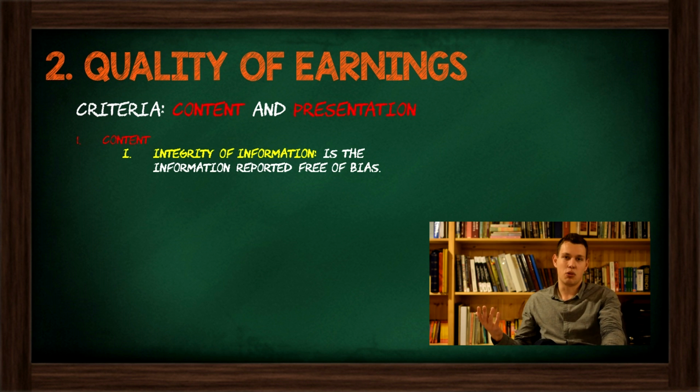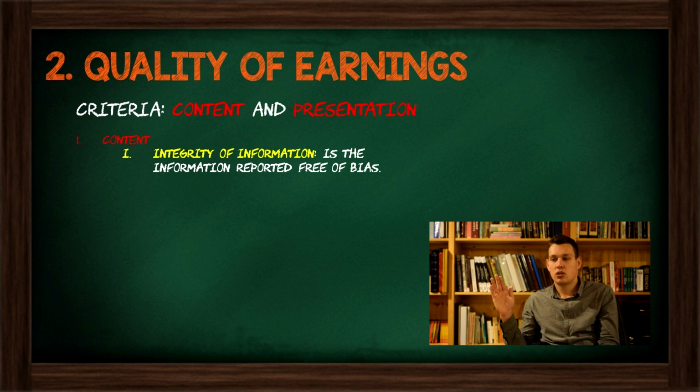So this one's a no-brainer. Obviously, if an income statement is presented and there's fraud on there, there's unethical reporting, how are you ever going to trust it? How is that income statement providing any value? You have no idea what they're writing on there. You don't know what's true or what's not. So obviously, you'd have a lower quality of earnings. So quality of earnings, under content, you need integrity. Your information needs to be free of bias.